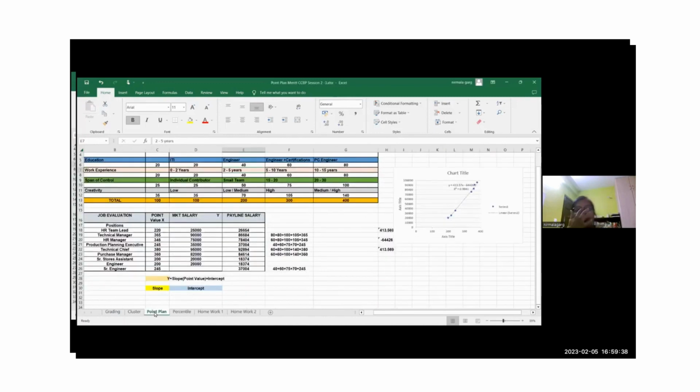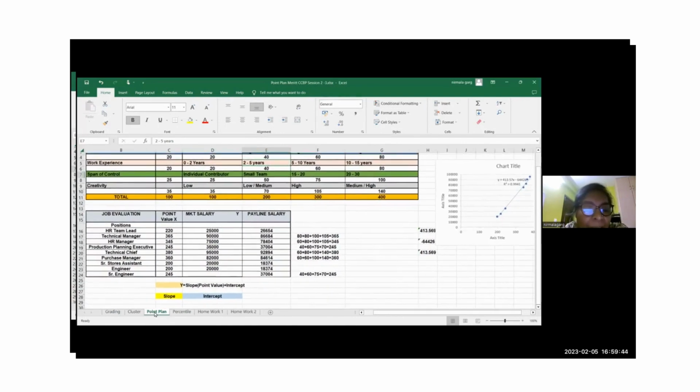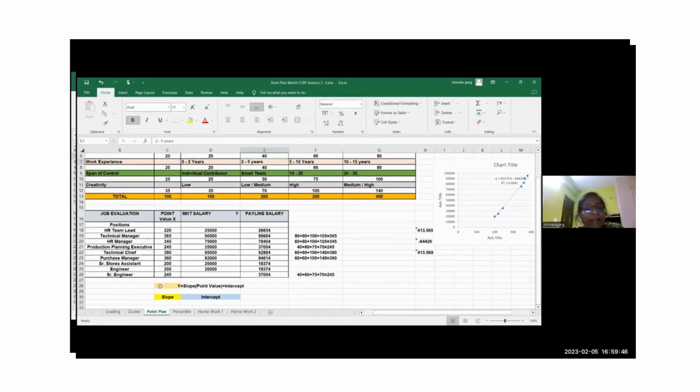Let me stop sharing. If you recall, we did this. Now you only predicted salary, the pay line salary, but how will you actually create grades once you have calculated your pay line salary? Any ideas? Anybody? Some of you have already done some work in this salary survey, compensation.